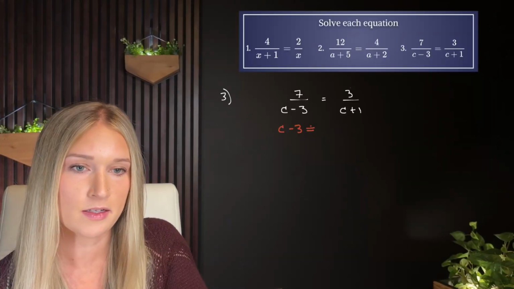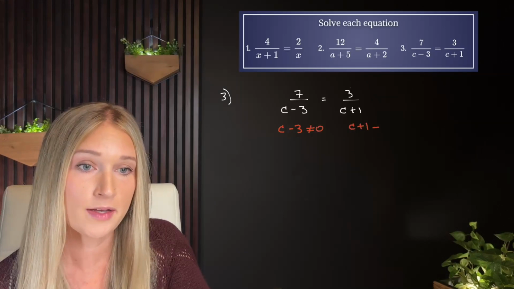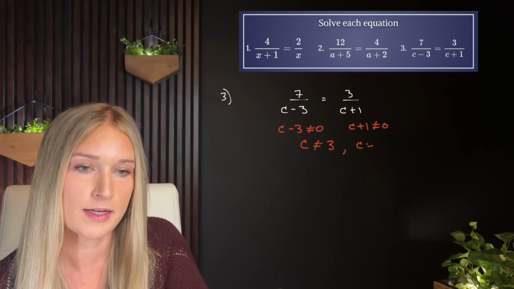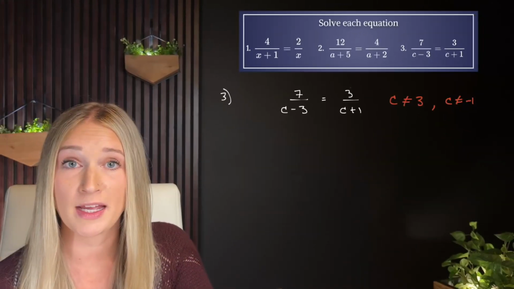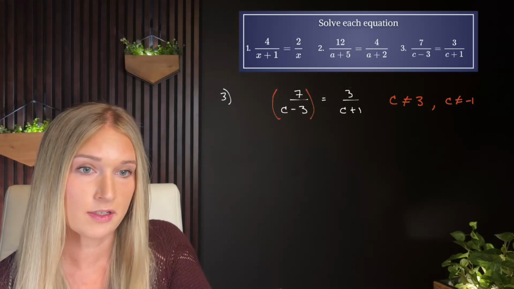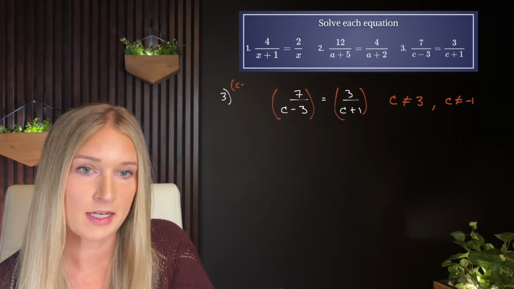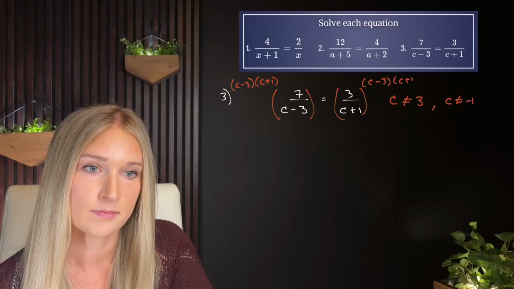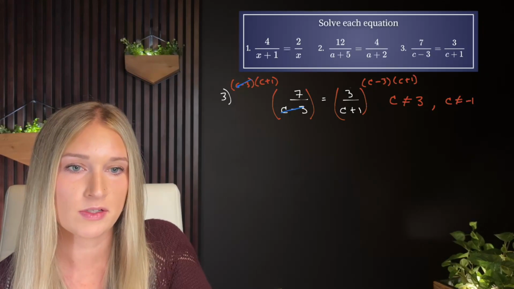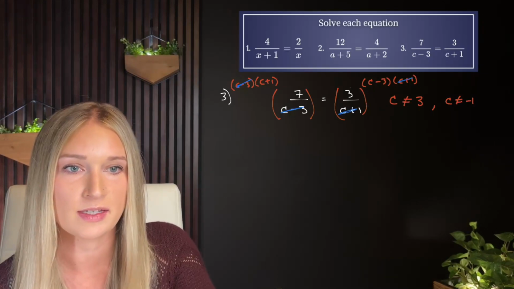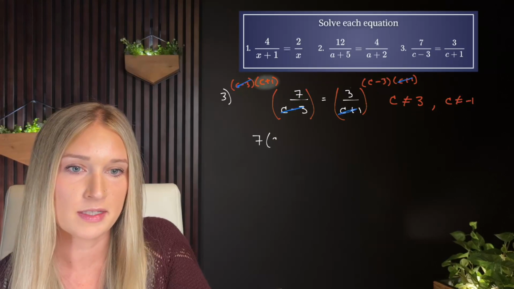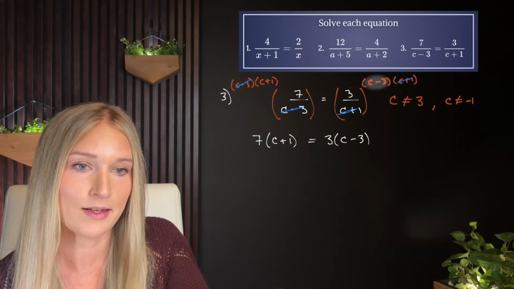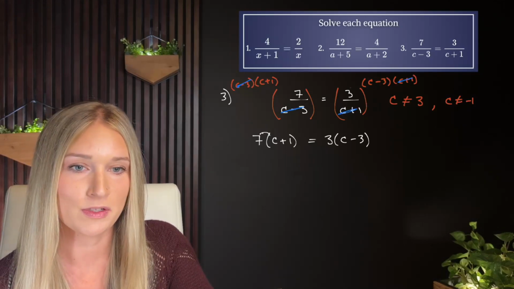C minus 3 cannot equal 0, and c plus 1 cannot equal 0, meaning that c cannot equal 3 or -1. Multiplying by the denominator of each fraction, I'm going to multiply by c minus 3 and c plus 1 on both sides. On the left, the c minus 3 reduces, and on the right, the c plus 1 reduces, leaving me with 7 times c plus 1 on the left, and on the right, I have 3 times c minus 3. I distribute and solve.